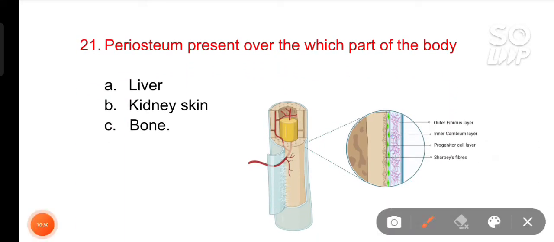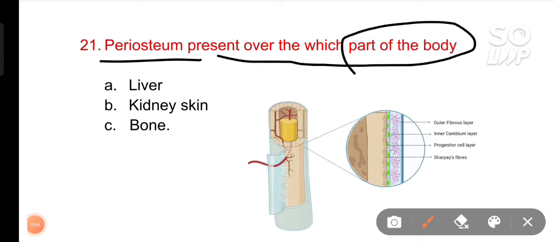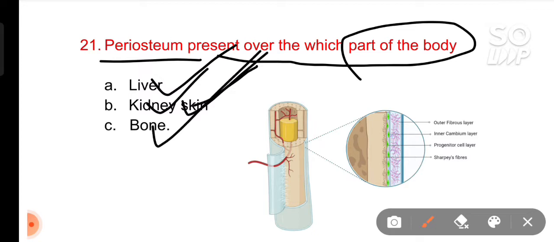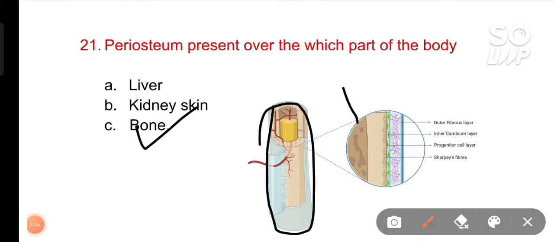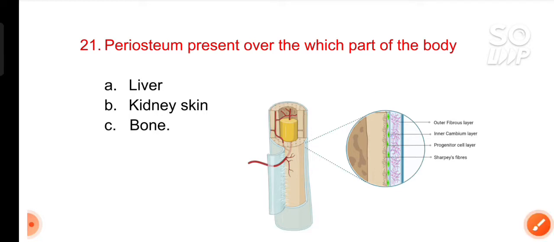The next question is, periosteum is present over which part of the body? The options are liver, kidney, skin, and option C is the bone. The option C is the right answer. So over the bone we have the periosteum, which covers the bone.